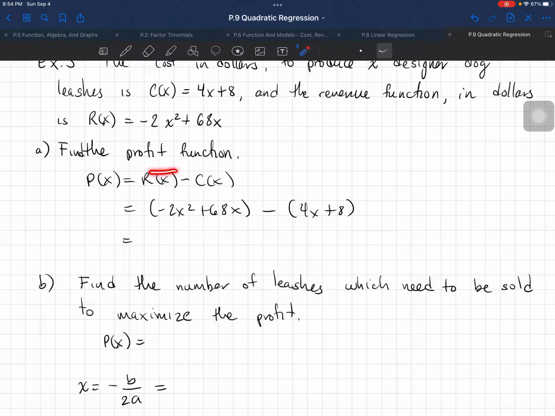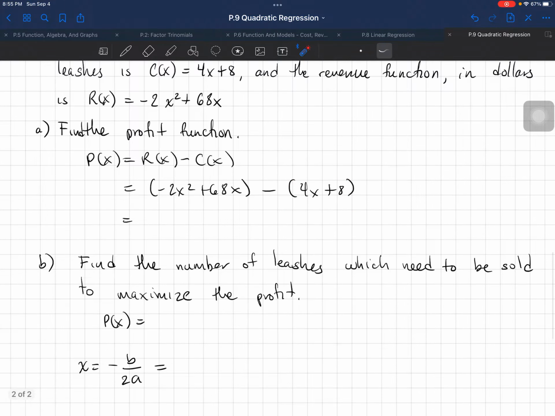So what we did here is we replaced R of x with the function expression that it's given, and we did a direct substitution of C of x with 4x plus 8. Right, so it's important that when you use direct substitution that you put the parentheses, because we can easily make a silly mistake of not using distribution. So every time you do a direct substitution, put parentheses.